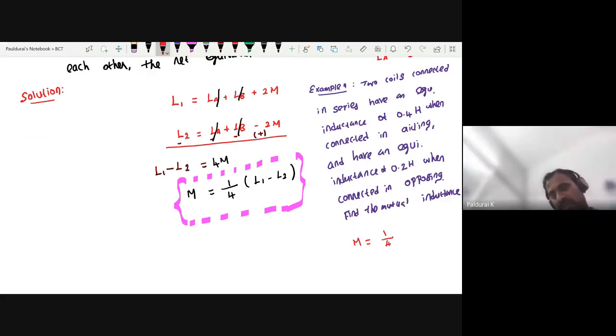So obviously it is, M equals 1/4 times (L1 minus L2), where L1 is 0.4 and L2 is 0.2. So obviously it is 0.2 divided by 4. So we'll get 0.05 Henry.